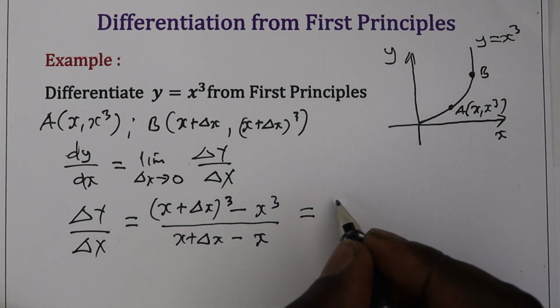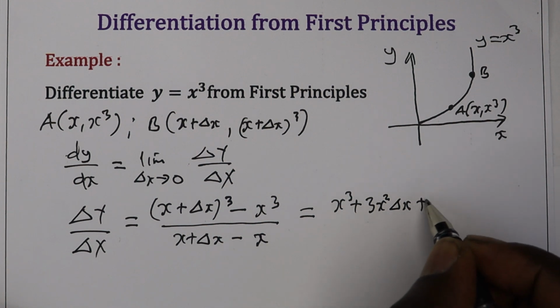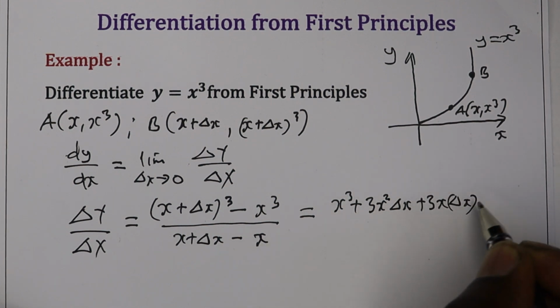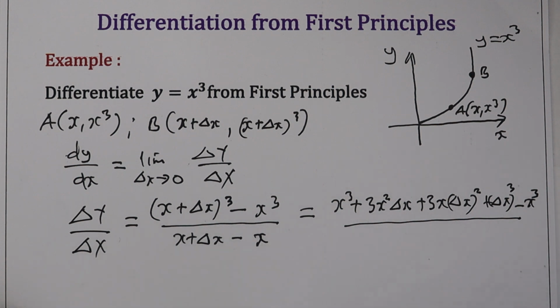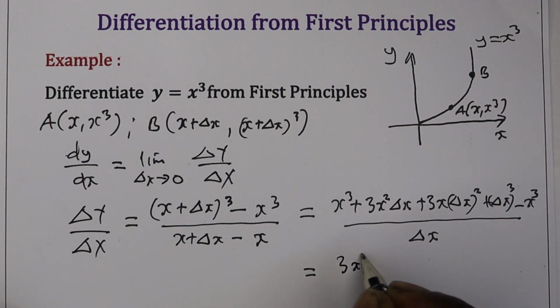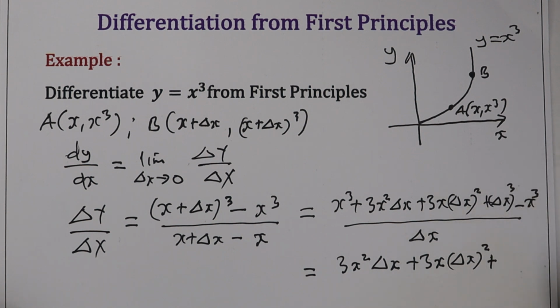You could use any method to expand this. If you expand this, you're going to get x cubed plus 3x squared change in x plus 3x change in x squared, and plus that change in x to the power 3. But you have a minus x cubed there, over x minus x, which is 0, so you're left with change in x. So in the numerator, x cubed minus x cubed is 0, so you have 3x squared change in x, plus 3x change in x squared, plus the other one, that is just change in x cubed, and that is over change in x.